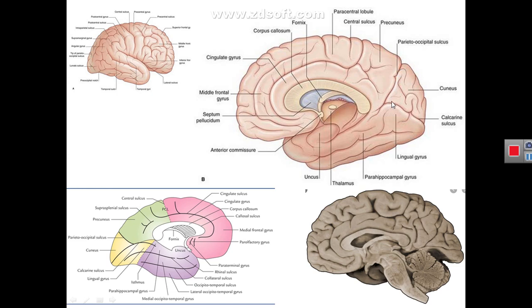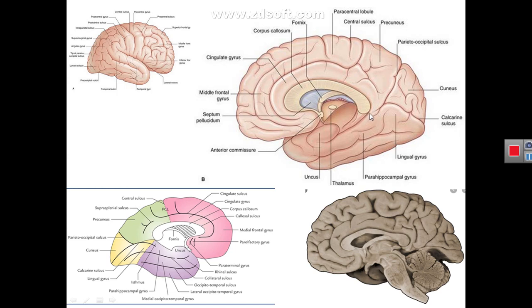And also the triangular cuneus is limited inferiorly by the calcarine sulcus. So the triangular cuneus is limited anteriorly by the parieto-occipital sulcus, inferiorly by the calcarine sulcus. And you can see that the calcarine sulcus, after meeting the parieto-occipital sulcus, extends for a short distance below the splenium of the corpus callosum.